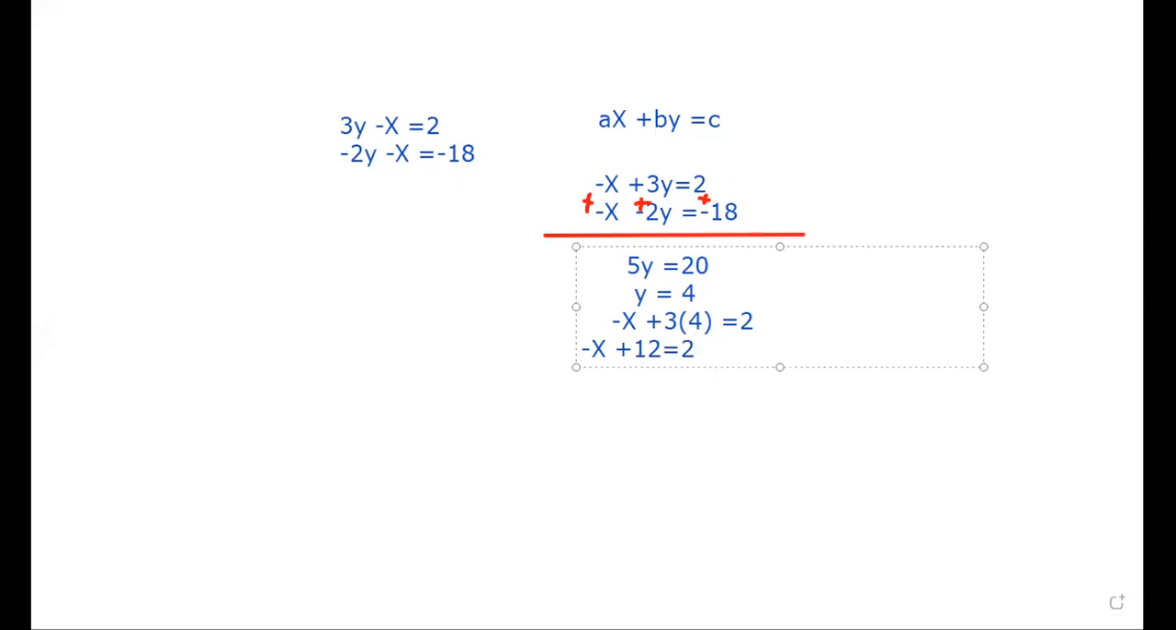What is the next step, grade 8? Negative x equal 2 minus 12, right? Then negative x equal negative 10, which means x equal how many? Which means x equal 10, right? Then x equal 10. So what is the solution for this system of equations?